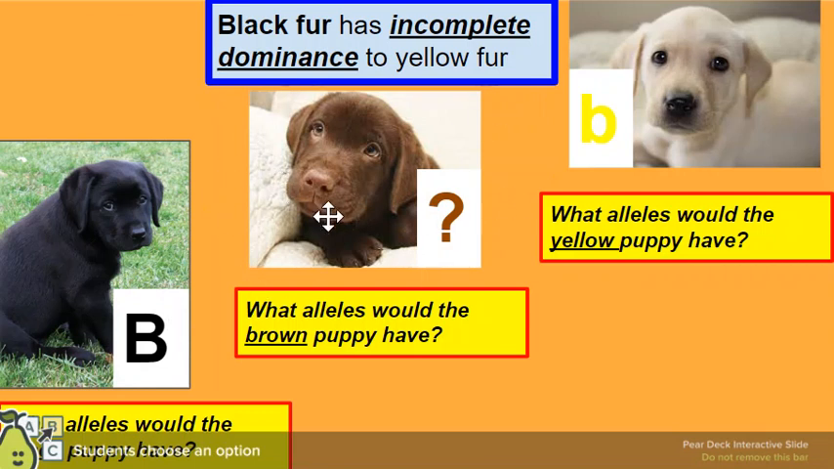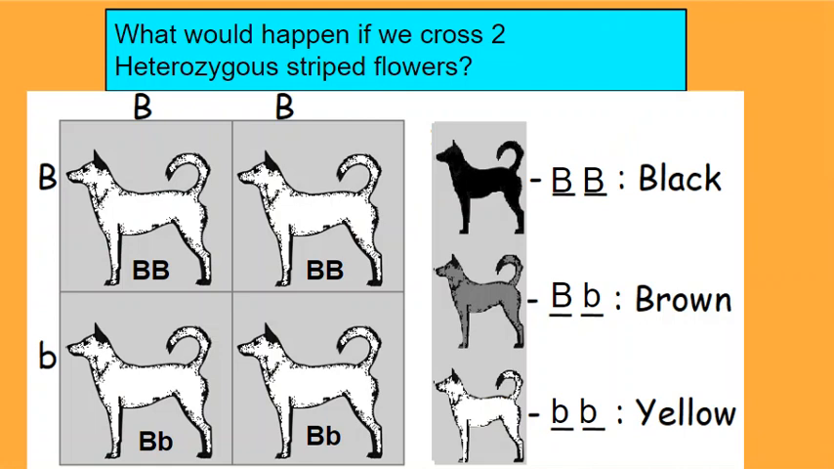Heterozygous is a mix. This puppy does not appear to be black, and it does not appear to be yellow. It is 1 solid color that is a mix or a blend of the other 2 colors. Here's how this might look in a Punnett square. So, big B, black. Little b, yellow. When we mix them, it's brown. Big B, little b is brown. What would happen if we cross 2 heterozygous brown puppies?